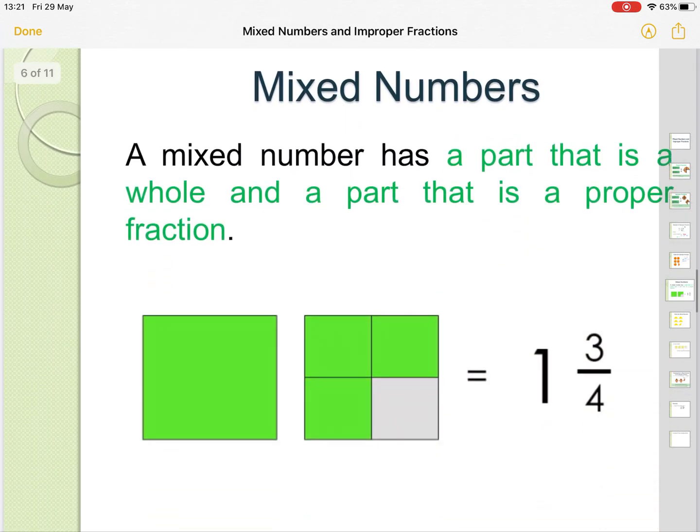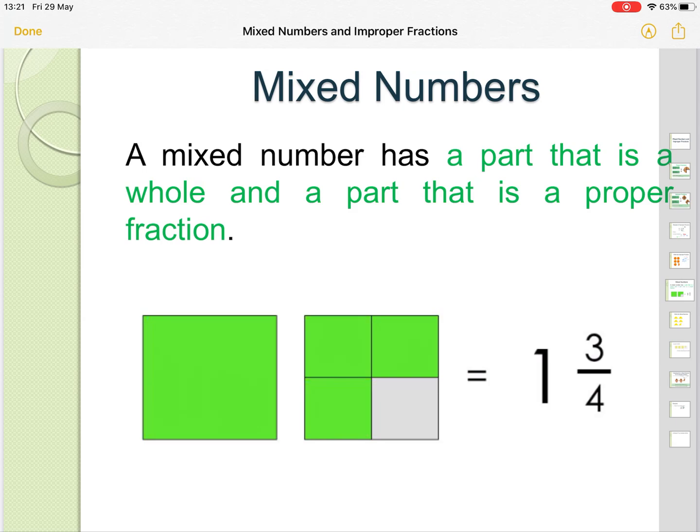Now, let's switch on to mixed numbers. A mixed number is called a mixed number because it is mixed. Because a mixed number is made up of a whole number and a fraction, and that fraction is always a proper fraction where the numerator is smaller than the denominator, okay? So a mixed number has a part that is a whole and a part that is a proper fraction, all right?